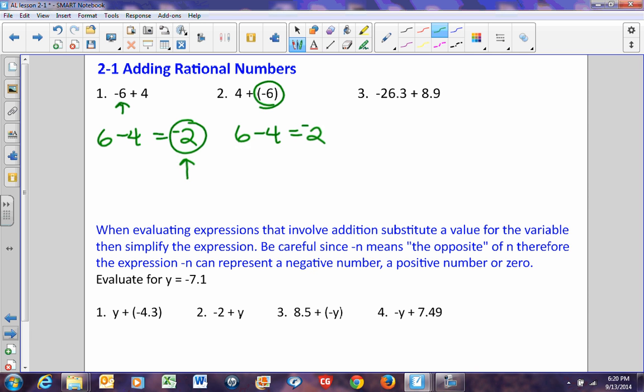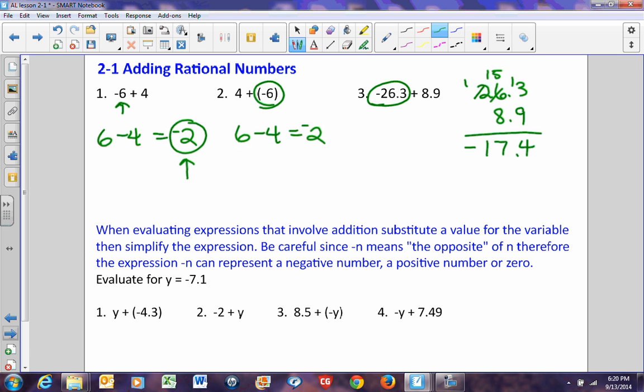Number 3, -26.3 plus 8.9. Two different signs. Therefore, I will subtract them. I have 26.3, 8.9. Subtract like you normally would. In this case, we're going to have to borrow. 13 minus 9 is 4. Make sure we keep our decimal points. I'm going to have to borrow again. 15 minus 8 is 7. And bring that right 1, 17.4. But -26.3 has the higher absolute value, so my answer must be negative.